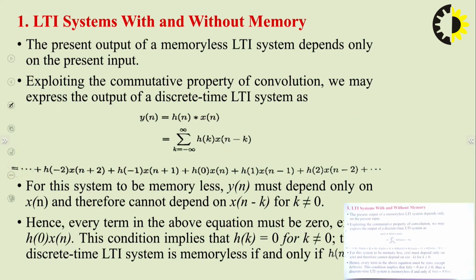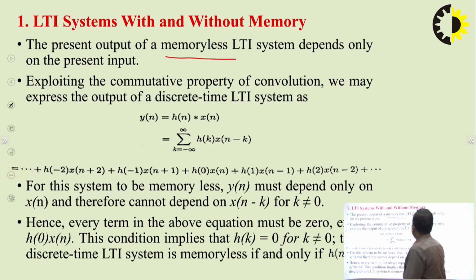Okay, so the first property is LTI systems with and without memory. Systems without memory means memoryless systems. Memoryless systems means we are providing the input to the system and we are getting the output. There is no provision to store the output values, meaning past output values, and you also cannot store the past input values or future input values. So you can say there will be no memory in the system.